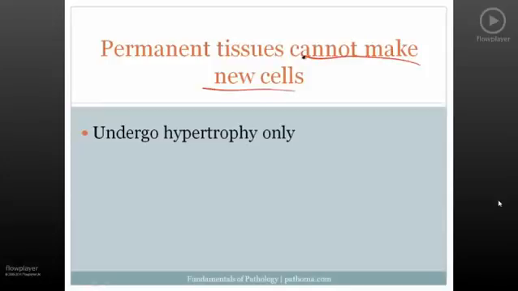Hence, because they can't make new cells, they won't be able to undergo hyperplasia. And so they'll undergo hypertrophy only. This is a very high yield topic.